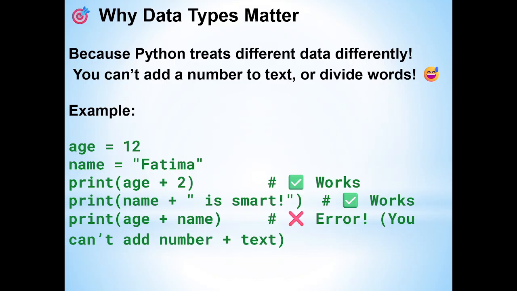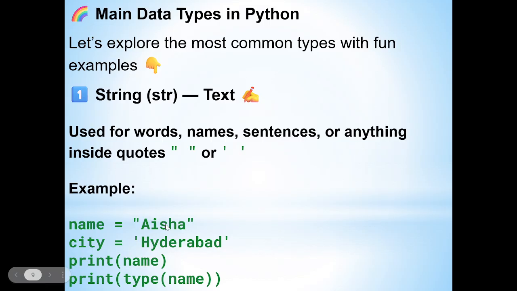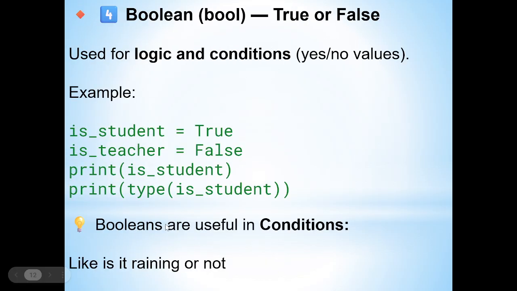Aisha, can you tell me what boolean will give us? It will give us true or false. Should we write true and false in single quotes or double quotes? No need for anything, we can just write true or false. Can we add a number plus a string? No, we can't add. It will give you an error because it is not possible. We can't add number and string together. So these are the main data types: string, integer, float, boolean.